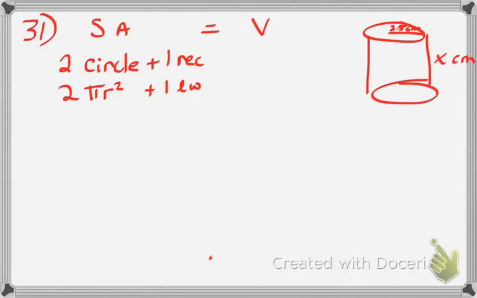Next, we substitute. For r squared, we've got 2 times pi times 2 5/10 squared, plus the width, we know, is x. Now the length of the rectangle goes all the way around. So it's actually the circumference. So I'm going to say the circumference is equal to pi times diameter. That gives me the distance around.